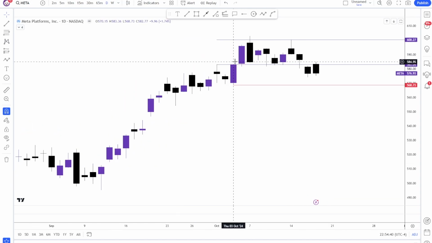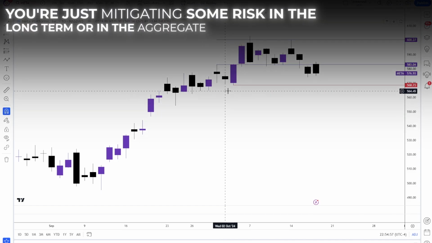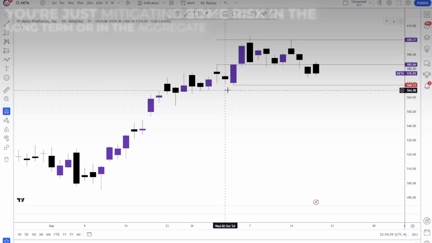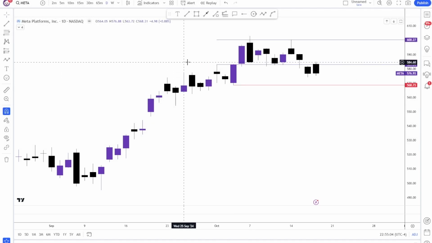And this played out really nicely. Obviously, they don't always play out. And this is important: if your stop does hit, you can still take it out. Say you're down 60 or 70% at this point. If your idea is invalidated, you should still honor your stops, and you're just mitigating some risk in the long term, or in the aggregate, over 100 trades. If you stop, rather than letting it go to zero, you're saving yourself some money there.